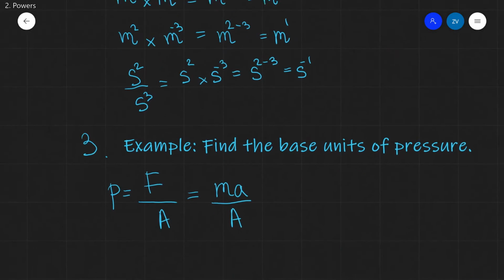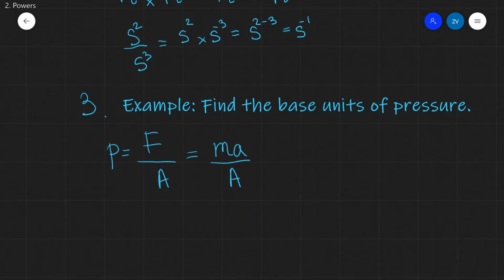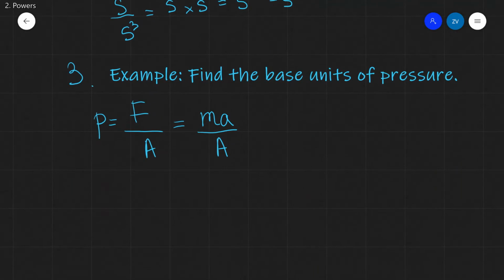Let's do an example and just see how those rules are applied to a problem in physics. For instance, here's a very common problem: find the base units of pressure. Pressure is force divided by area. Force in general is equal to mass times acceleration, divided by area. Now, the units of mass are kilograms, the units of acceleration are m s^-2.